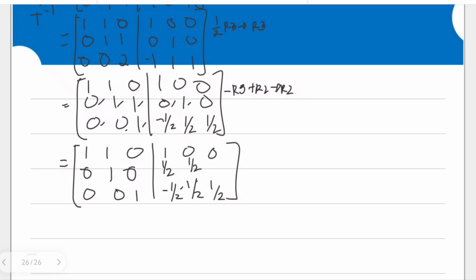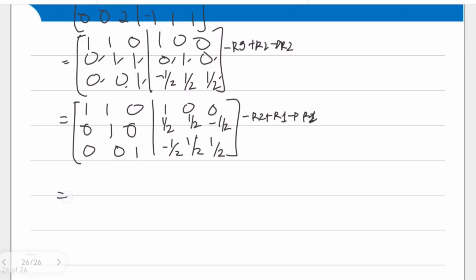Then let's erase this. Sorry. Okay. Next, negative 1 times 1 half is negative 1 half plus 0, negative 1 half. Finally, let's make this 0 by multiplying negative 1 to row 2 plus row 1 for a new row 1. That's 1. Okay? Third row is just the same. Negative 1 half, 1 half, 1 half.